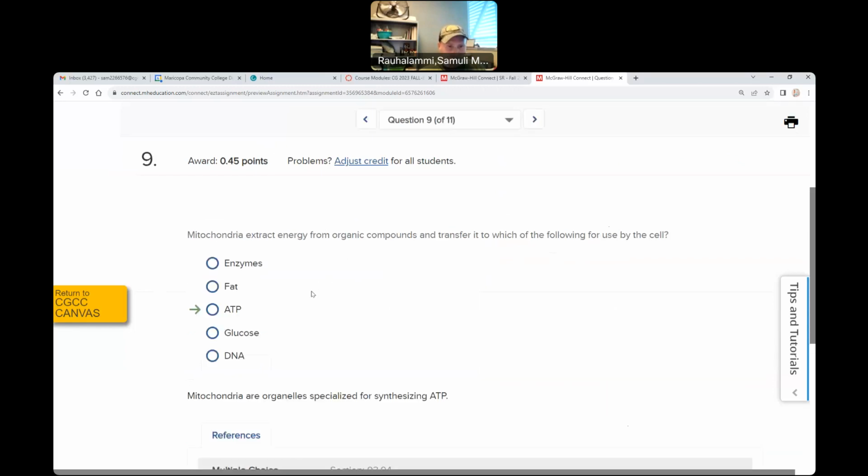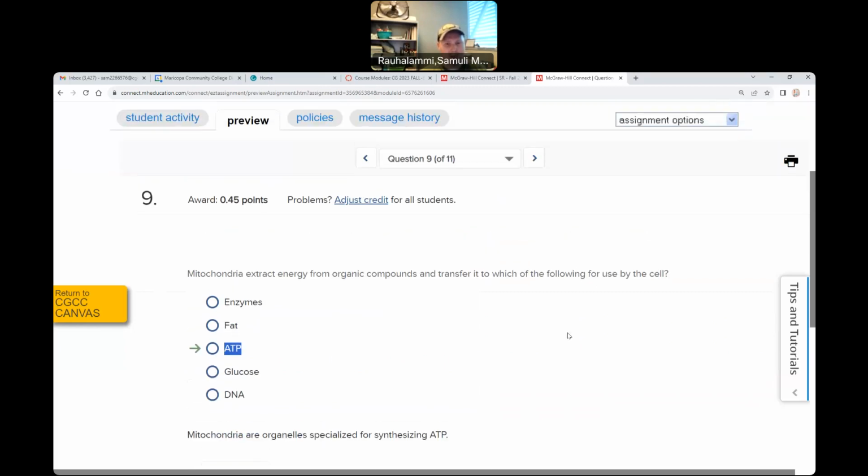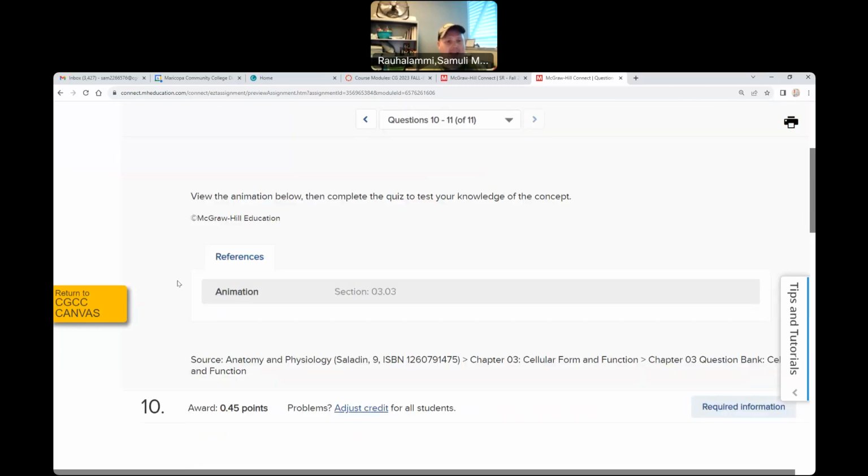Here we're seeing a statement, and we have a multiple choice question. Mitochondria extract energy from organic compounds and transfer it to which of the following for use by the cell? And we saw that mitochondria produce ATP. So they are the cell organelle responsible for synthesizing ATP.